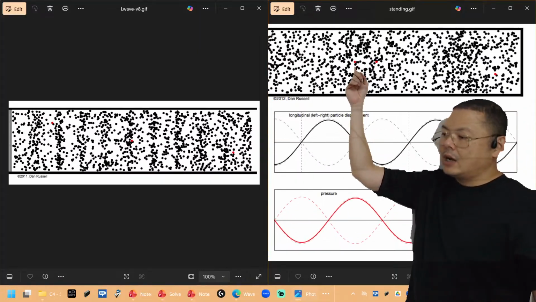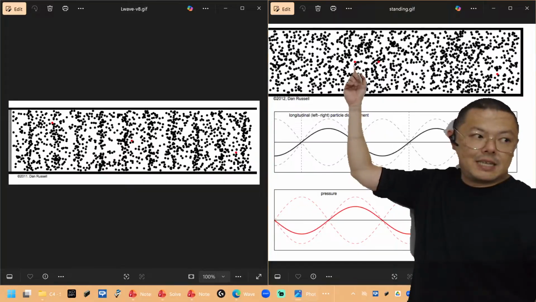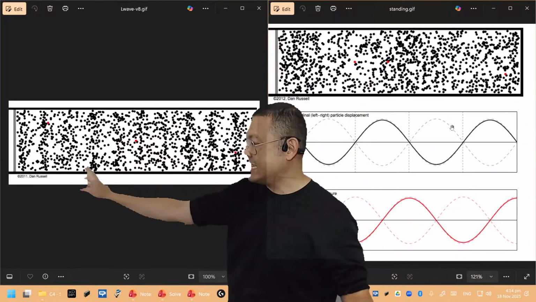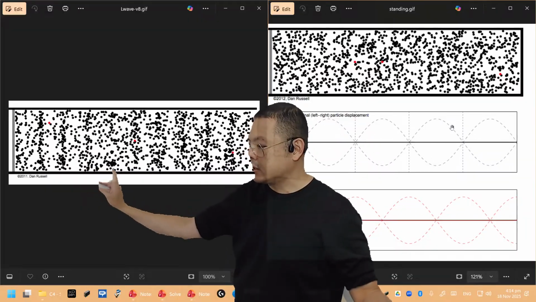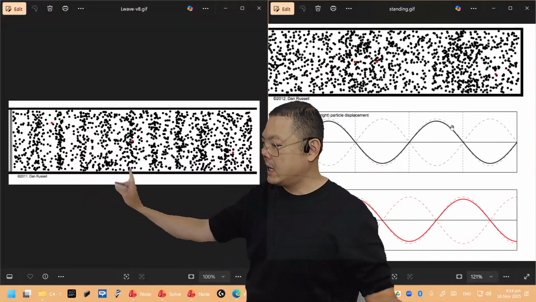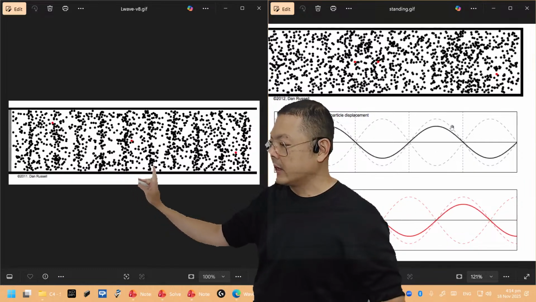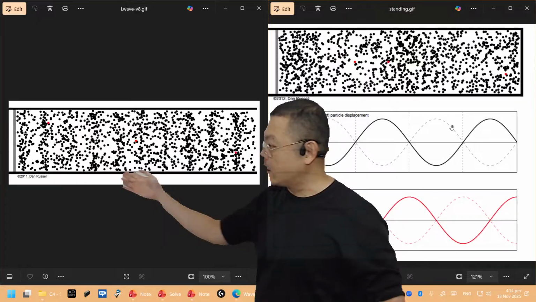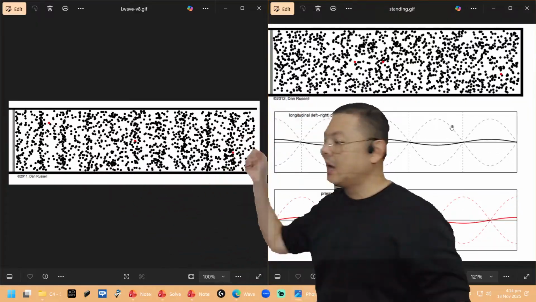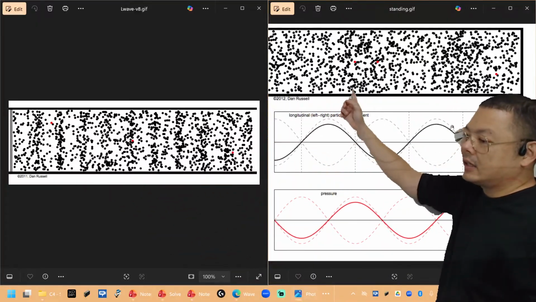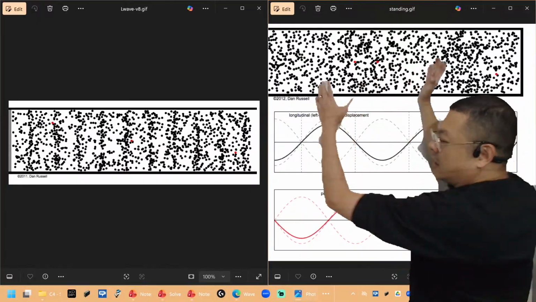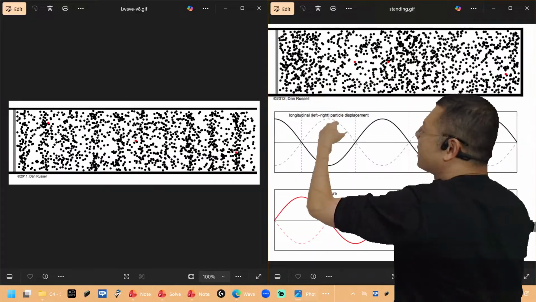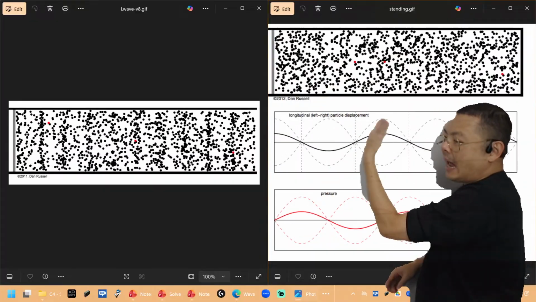I also want you to notice this. What do you notice about the compressions here? Compressions are easy to look at. The compressions are always moving. You see the compression is traveling towards the right side. How about the compressions here? What are the compressions doing? Compression, rarefaction. Compression, rarefaction. In fact, where do the compressions happen?